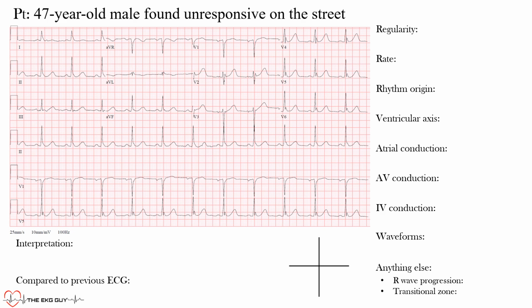So what you want to do is pause the video, take a moment, try to go through everything here on your own, okay? On the right side, the regularity, rate, rhythm, origin, ventricular axis, atrial conduction, AV conduction, IV conduction, waveforms, okay? And then is there anything else for the R wave progression and transitional zone? Try to come up with an interpretation on your own, okay? And then I'll give you the comparison to a prior EKG, okay? So pause the video when you're ready, start it, and we'll go through this together.